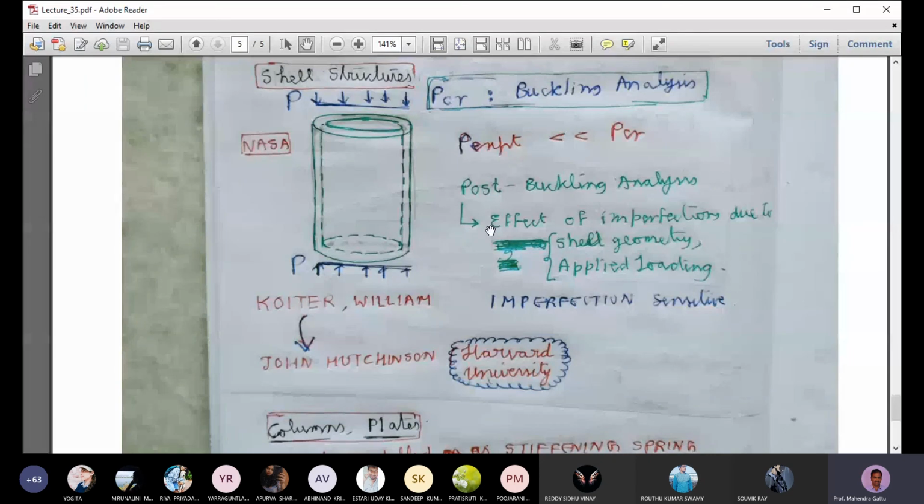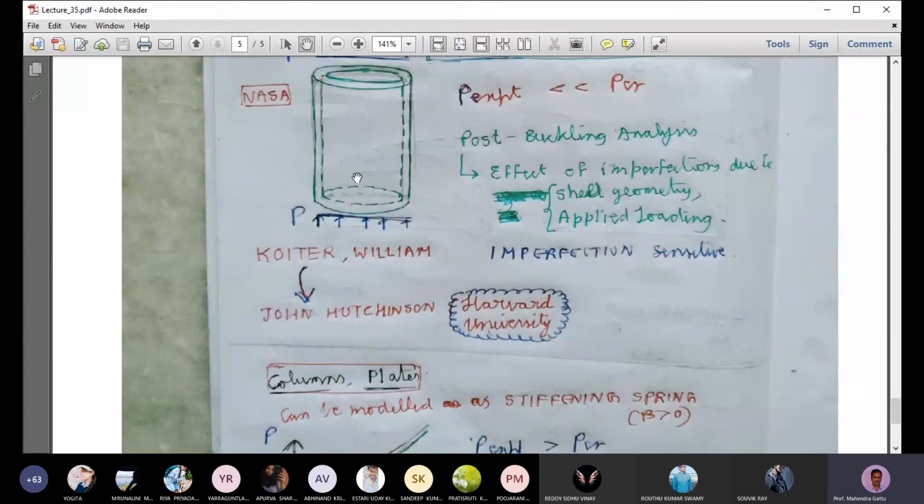Okay. So this was the main point. This is one application of all this analysis. So usually shell structures are imperfection sensitive. That means with small imperfections in the shell, the experimentally observed peak loads will reduce drastically compared to the mathematically obtained critical buckling loads.